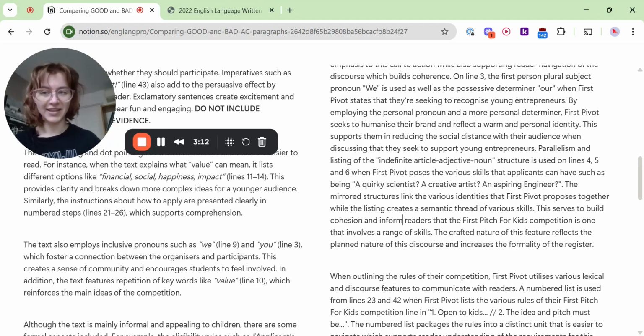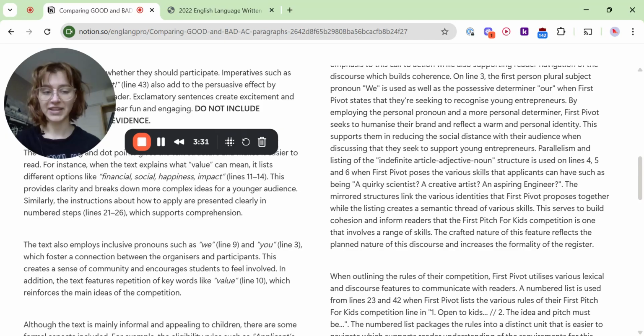The one thing they do actually say in every examiner's report is that none of the answers have been corrected for grammar. So that's what this student who scored very well did in their actual exam. They miswrote information for inform. Inform readers, the First Pitch for Kids competition is one that involves a range of skills.